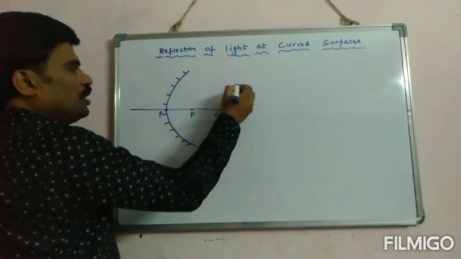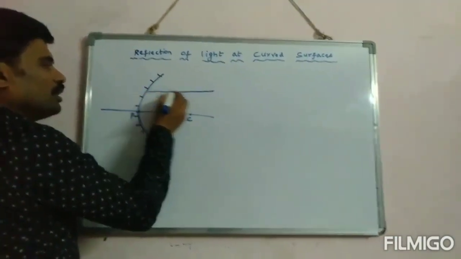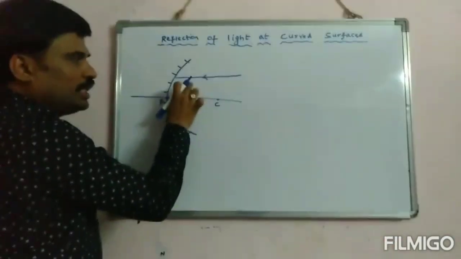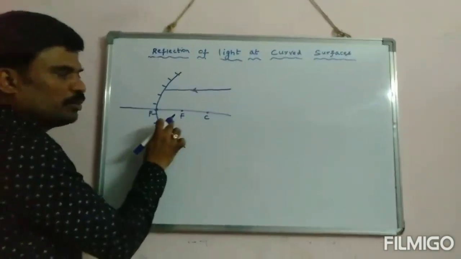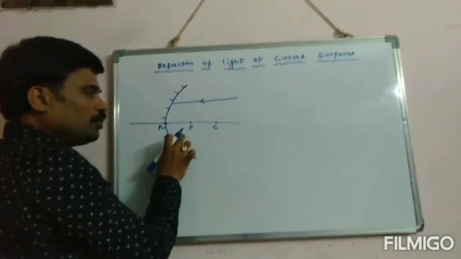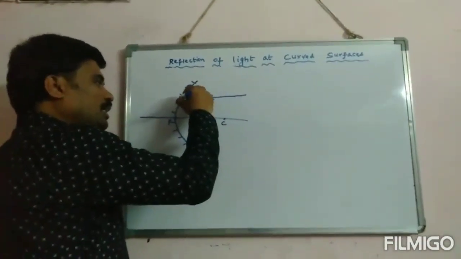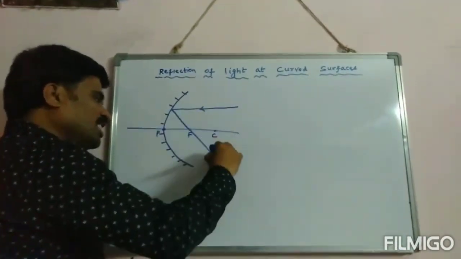Now let us see the first rule. When a light ray is incident on this mirror parallel to the principal axis on the concave mirror, then the reflected ray will pass through the focus on the principal axis.